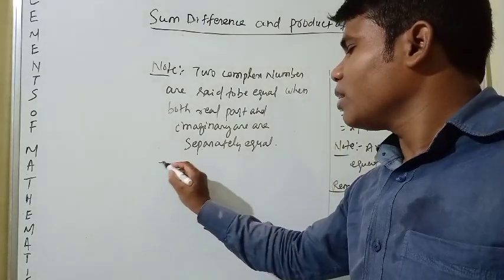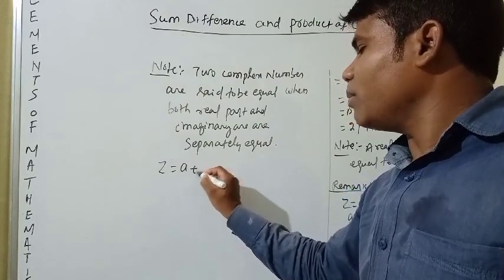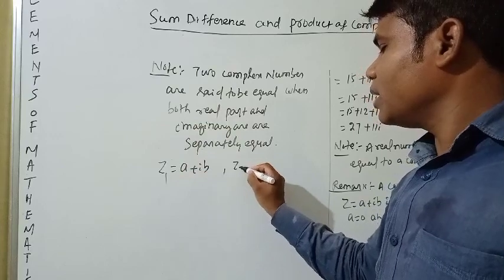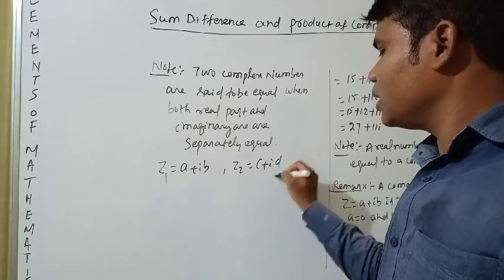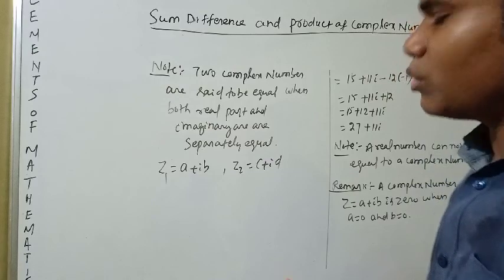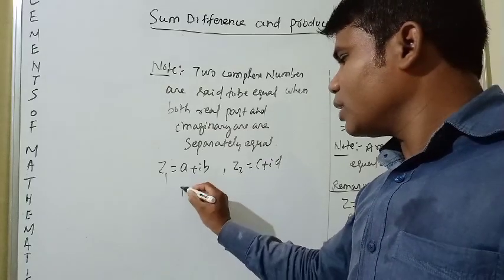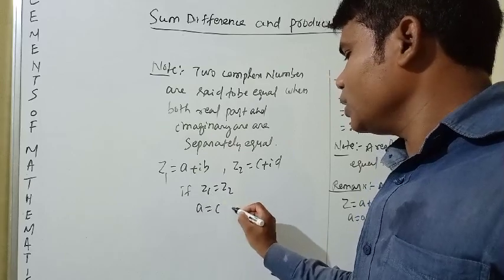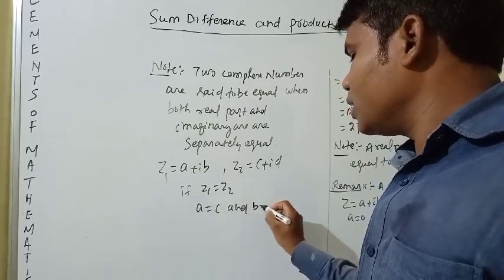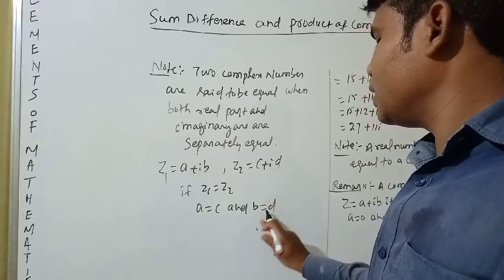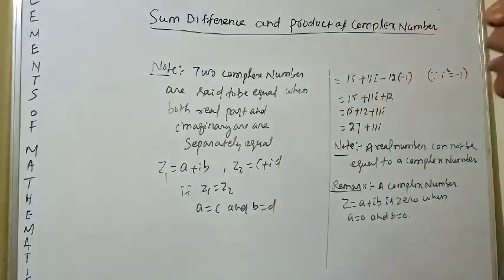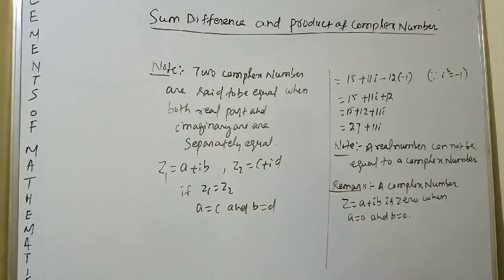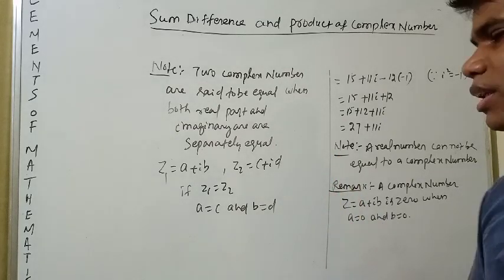Suppose Z1 is equal to a plus ib, and Z2 is equal to c plus id. Suppose Z1 is equal to Z2, then a is equal to c and b is equal to d. Real part is equal to real part and imaginary part is equal to imaginary part separately. Then only we can say the two complex numbers are equal, otherwise unequal.